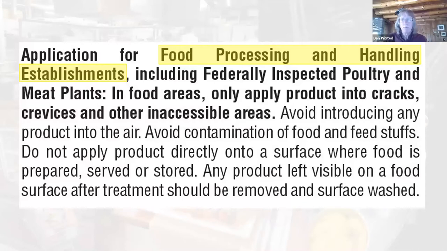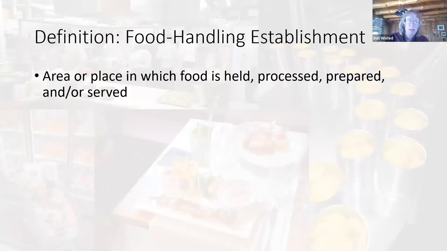So what does it mean when it says a food handling establishment? What that means is any area other than a residential setting in which food is held, processed, prepared, and/or served. So that means food processing plants, dairy plants, grain mills, distribution centers, bars, grocery stores, restaurants, the food aisle and the drugstore. These all count as food handling establishments.